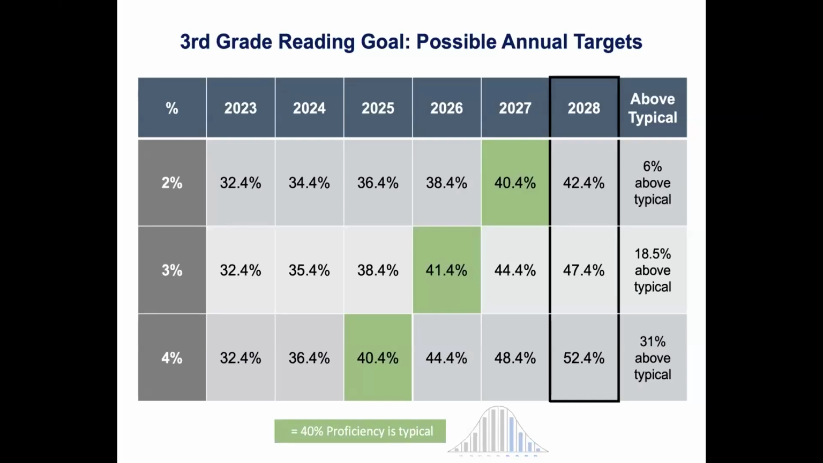Give it again. Yeah, so the short version is that it would get us to 46.4% in 2028. That is a 14% change from 32.4% to 46.4%. But it would really be +1 from 23 to 24, +2 from 24 to 25, +3 from 25 to 26, +4 between 26 and 27, and +4 between 27 and 28.